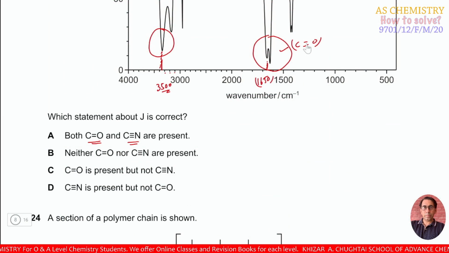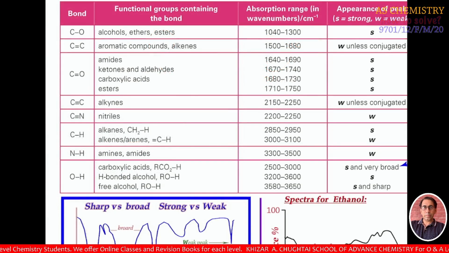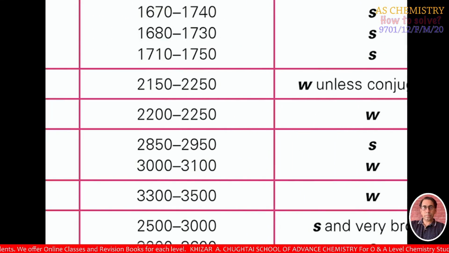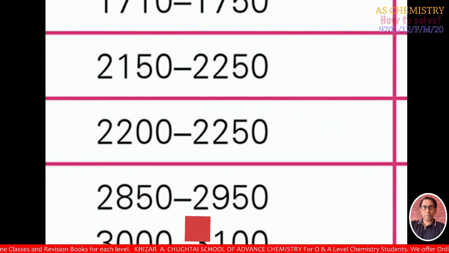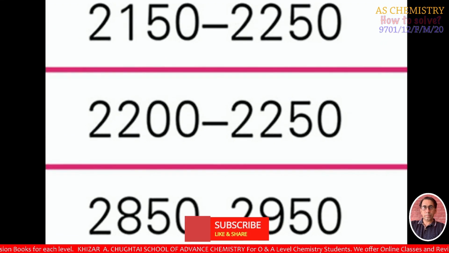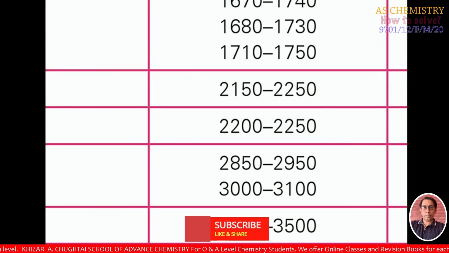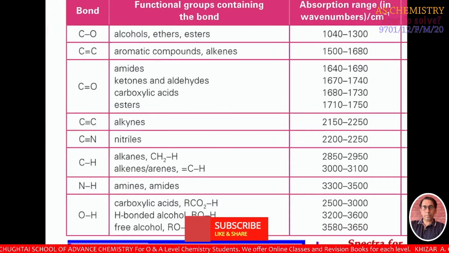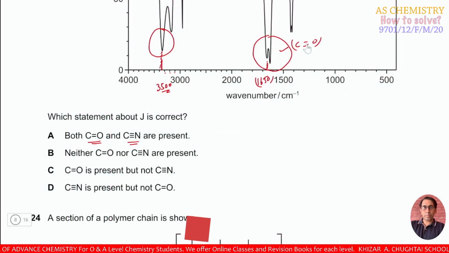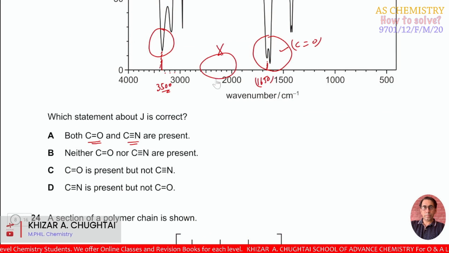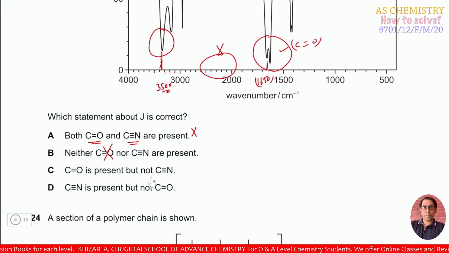Now come towards the presence of C triple bond N. C triple bond N, that is the nitrile, and it is supposed to show its peak around 2200 to 2250. So there is no such peak in this case. It should be in this region, and there is no presence of any C triple bond N. So the first one is incorrect. Neither CO nor C triple bond N, no, CO is present, so it's incorrect. CO is present but not C triple bond N. Yes, it is correct. C double bond O is present, but the C triple bond N is missing. So C is the correct option.